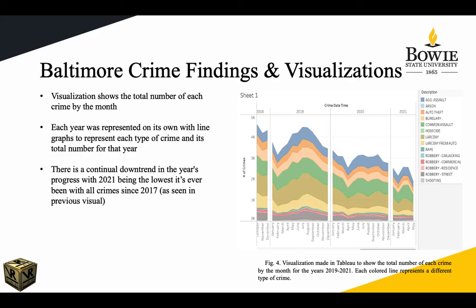Slide. I created yet another visualization in Tableau, and it basically shows the total number of each crime by the month. Each year was represented on its own with line graphs to represent each type of crime and its total number of crimes for that year. Following the year 2019, crimes have been committed at lower rates than before the pandemic. There's a continual downtrend in the year's progress, with 2021 being the lowest it's ever been with all crimes since 2017.